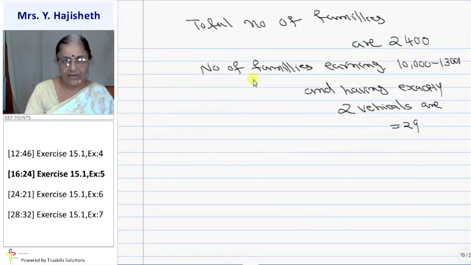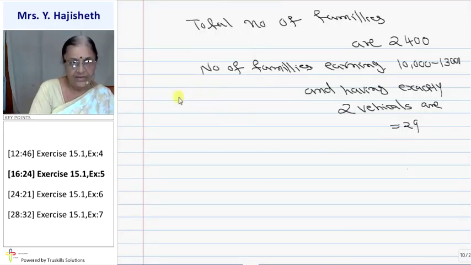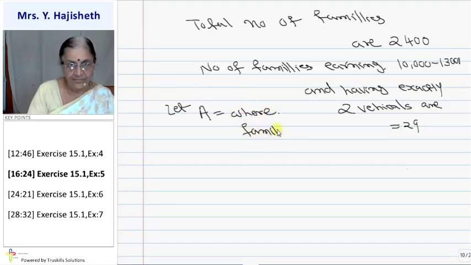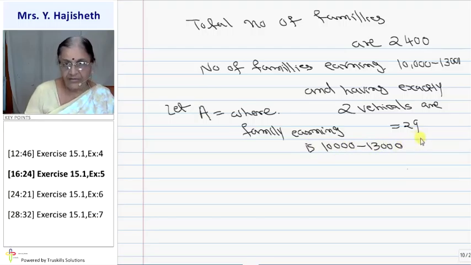So my favorable outcomes to event A. Suppose I consider let A be an event where a family earning 10,000 to 13,000 and having two vehicles. I have named this A.